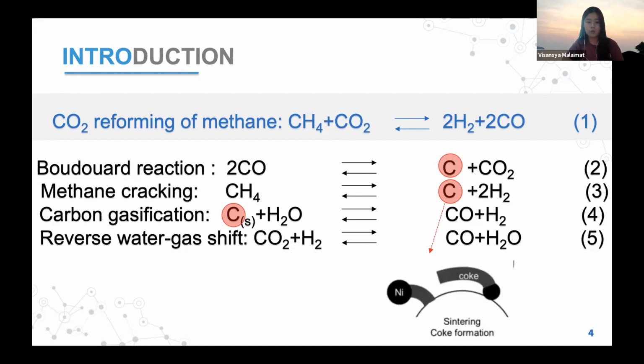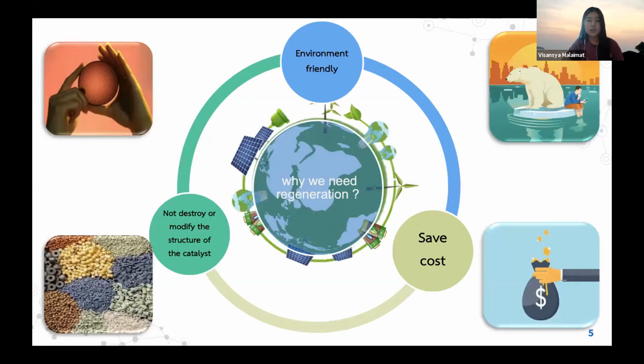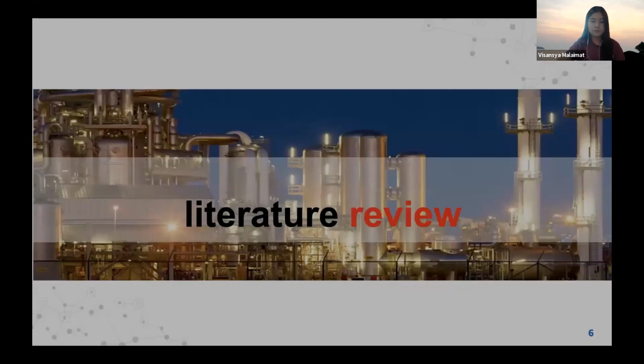It's called coke. Coke formation causes catalytic deactivation. Most of the research focuses on improving the physical-chemical properties and optimizing the reaction to obtain catalytic conversion and stability. However, the capacity of regeneration of the catalyst is also an important parameter. There are three advantages of regeneration. First, the regeneration process does not destroy and does not modify the structure of the catalyst. Second, it is environmentally friendly, not leaving spent catalyst in the environment. And the last one is saving cost. Saving cost is better than buying a new catalyst.